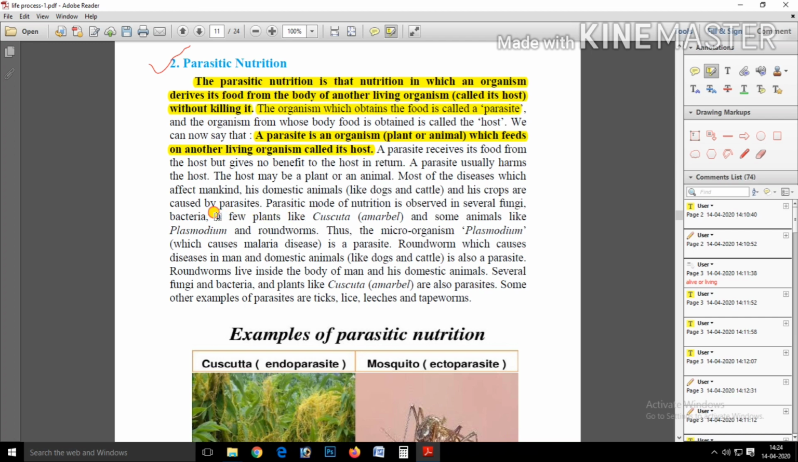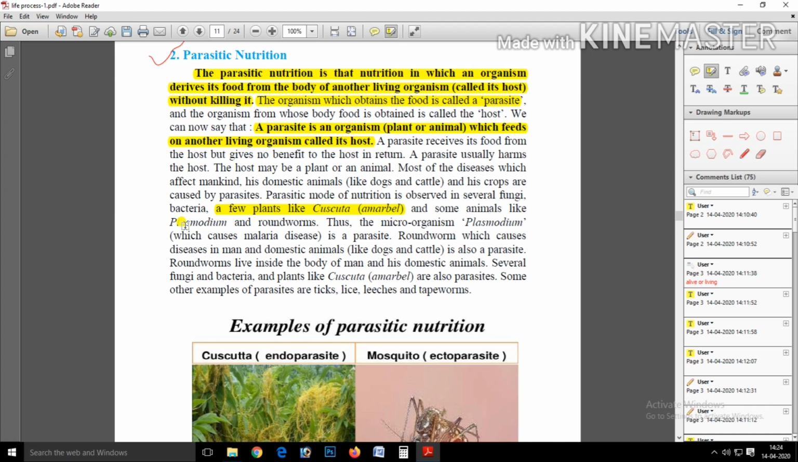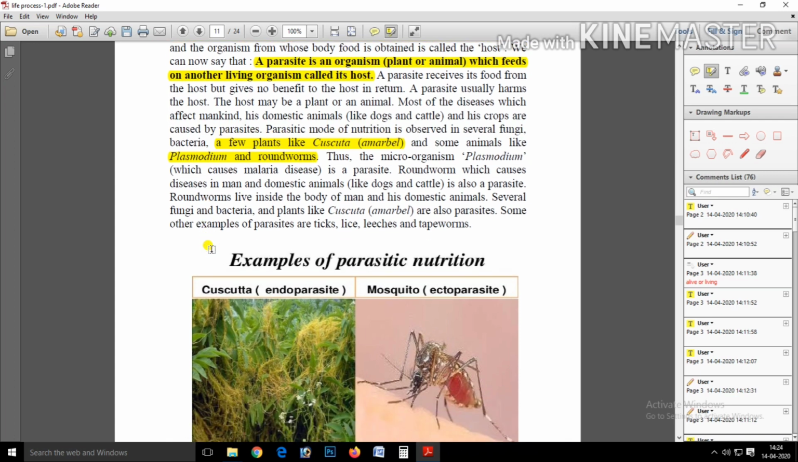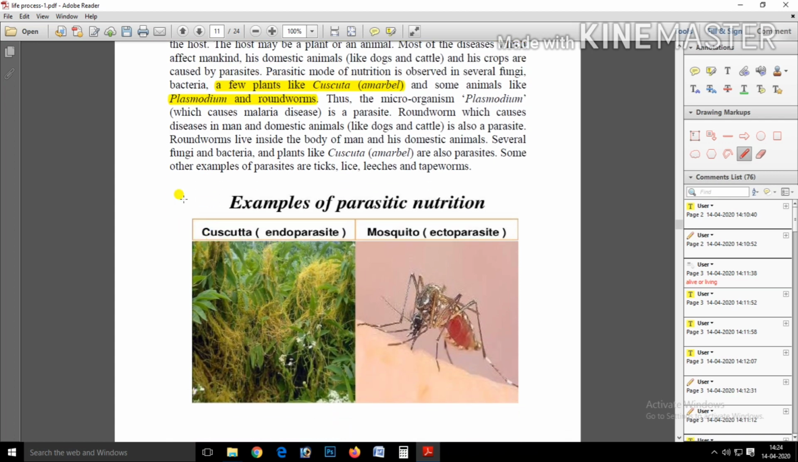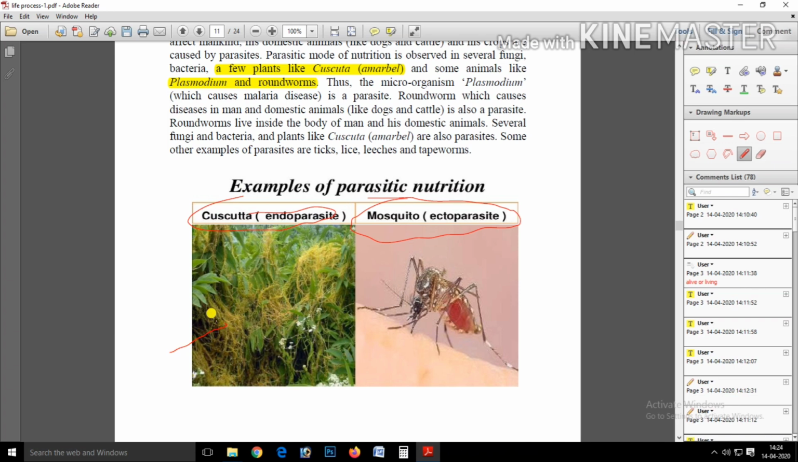Certain examples of parasites are Cuscuta, which is a plant, and Plasmodium and roundworms, which are animals. You can see here the pictures of Cuscuta and mosquito which contains the Plasmodium parasite. Now in this case, see the yellow things which are shown in the picture, they are Cuscuta, which is a parasite, and the green plant is the host. Now these parasites coil around the host, just in this way, and they take the nutrients from the host. The mosquito does the same. They have the Plasmodium parasite.